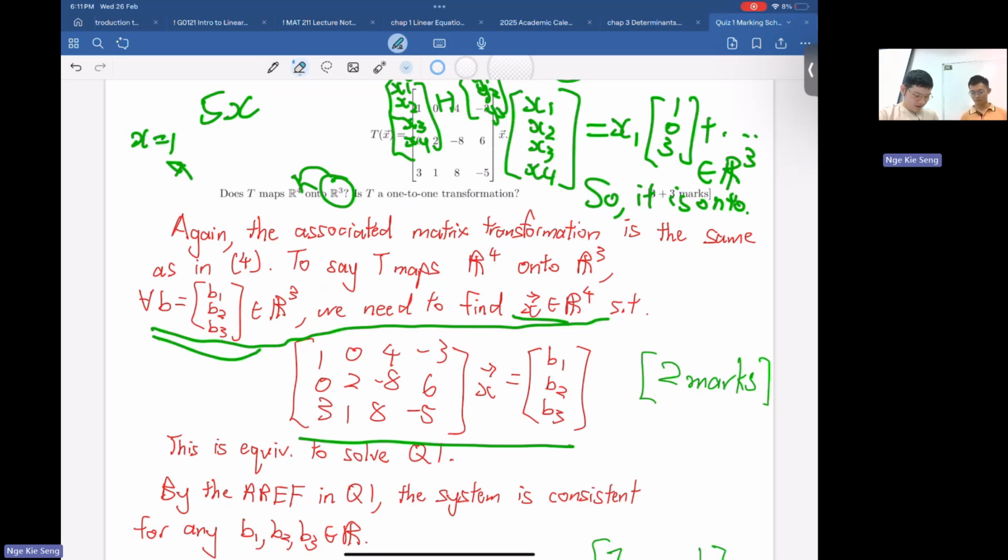Let me think. No, this is what we call a vector equation. So you add up the marks, right? Yes, I will add up the marks for you. 2 marks, or 3 marks. Why did I give you wrong?